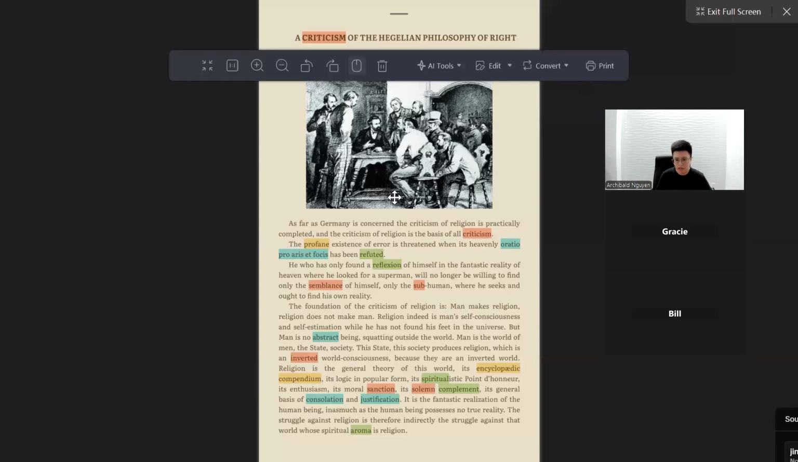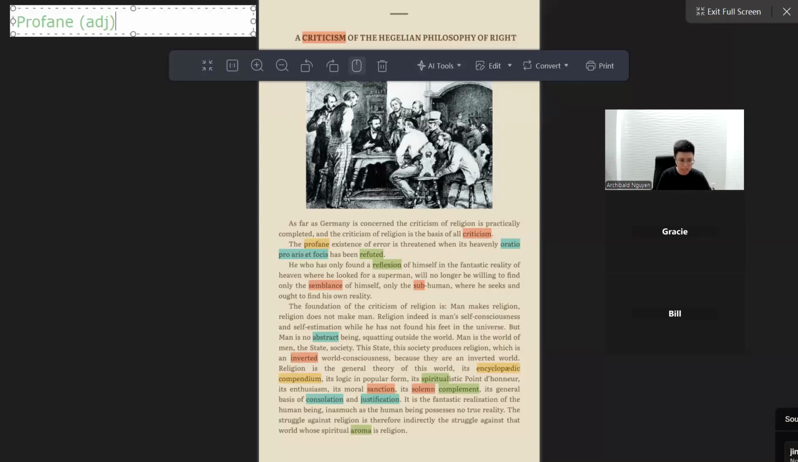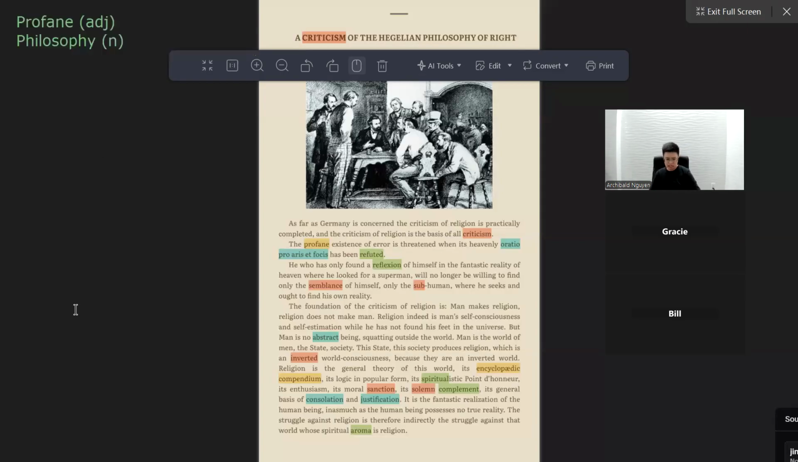Rồi ở đây mình đang có từ trên này, nó có từ là philosophy nè, and the profane and philosophy. Let's go. Profane, adjective in English. Philosophy. Another English. Oh wow. The profane existence. All right. Here we need to use the word existence too.